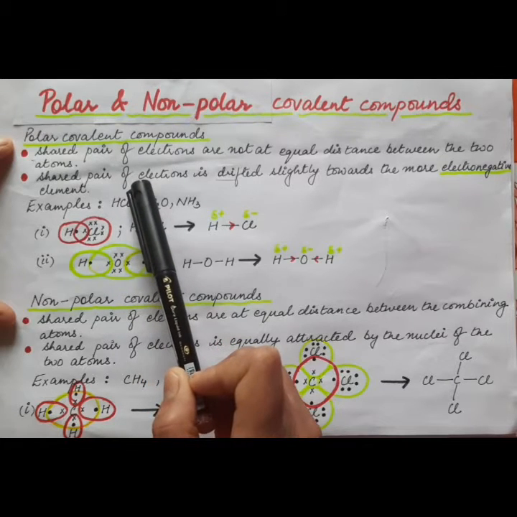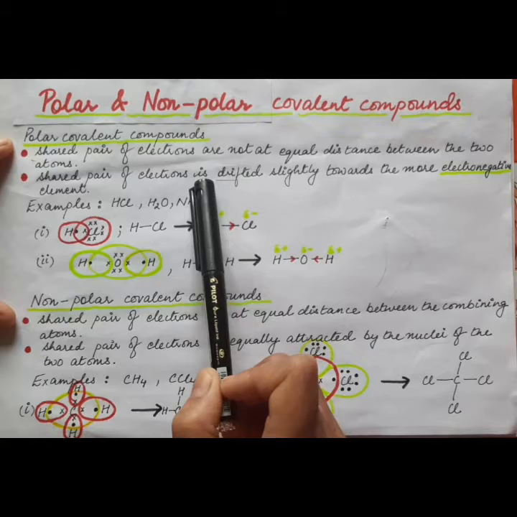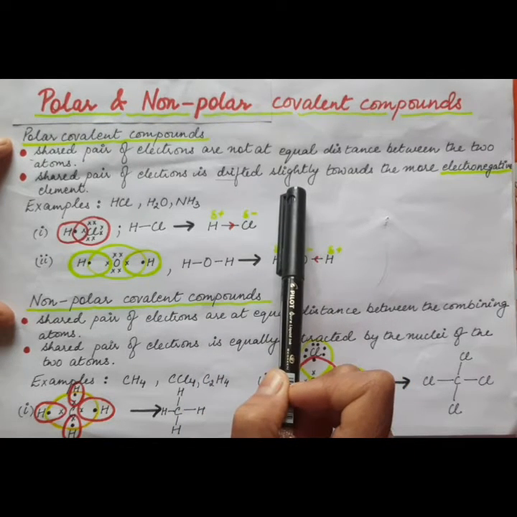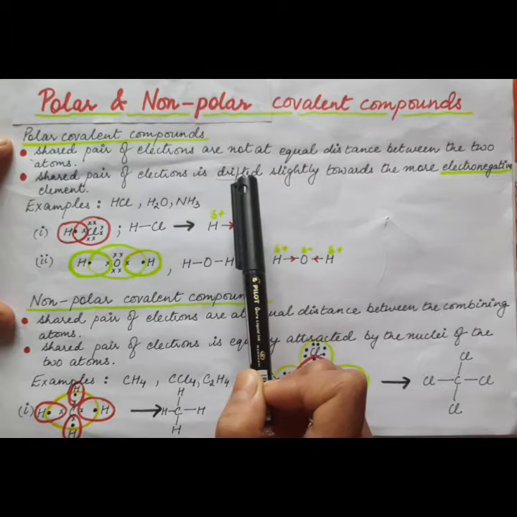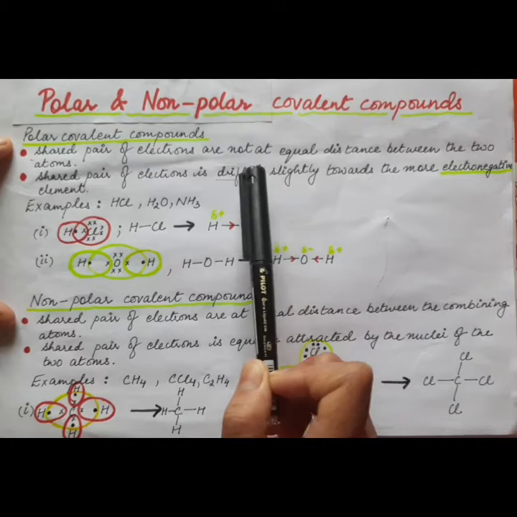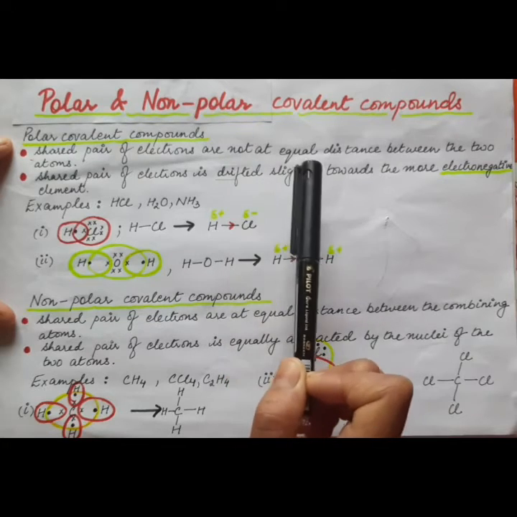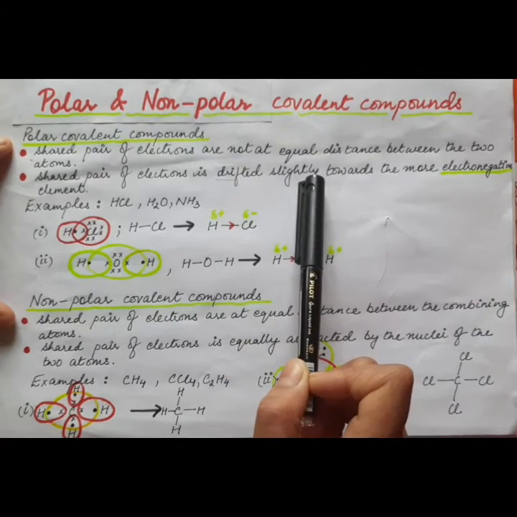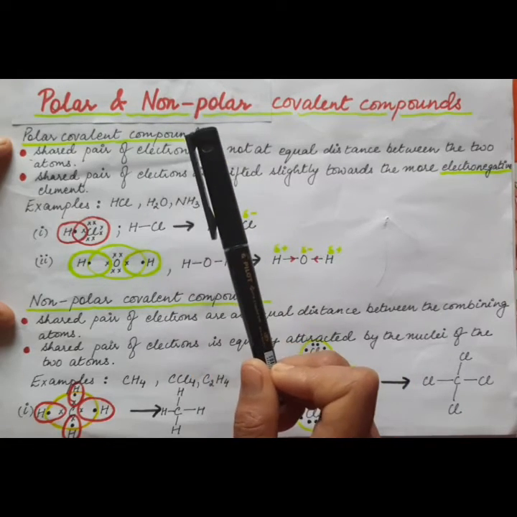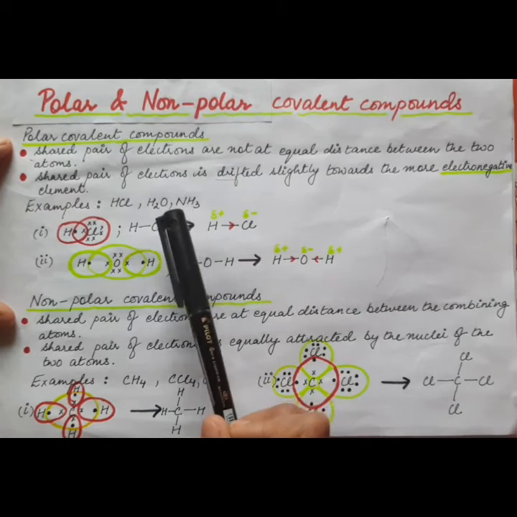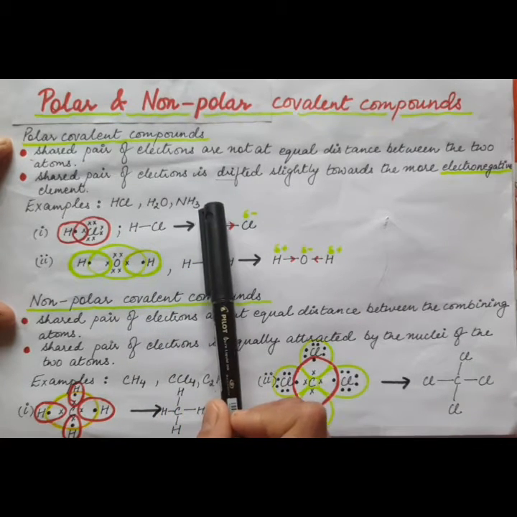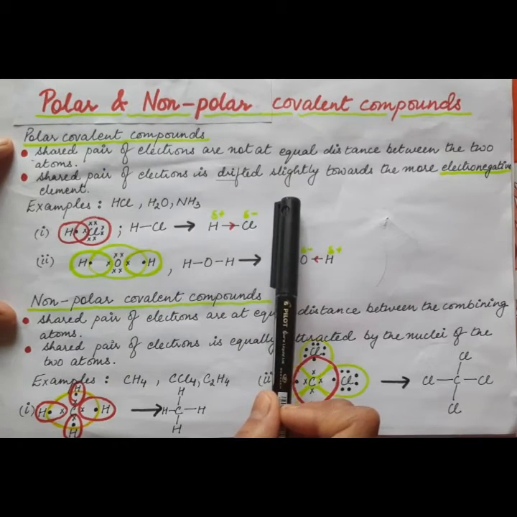Electronegative elements are those elements which have a tendency to take the shared pair of electrons towards themselves. As a result of this, within the molecule, two opposite ends or two opposite poles are developed, and thus comes the name polar covalent compounds. Now we look at the examples here: hydrochloric acid, water, ammonia. These are polar covalent compounds.